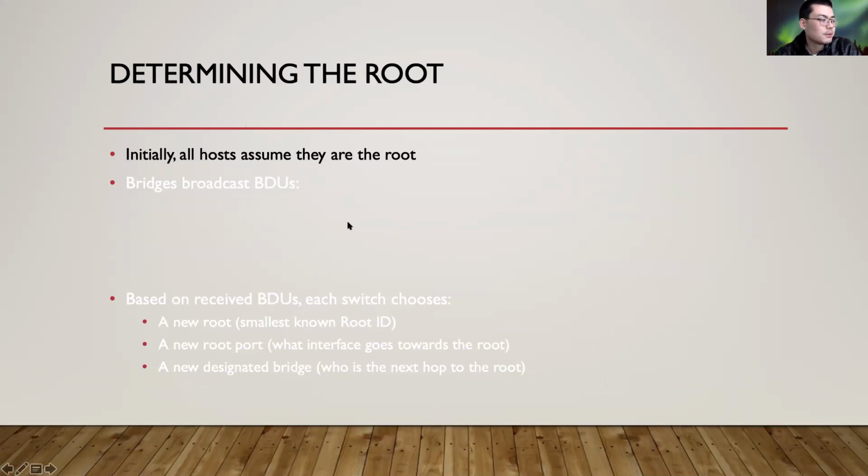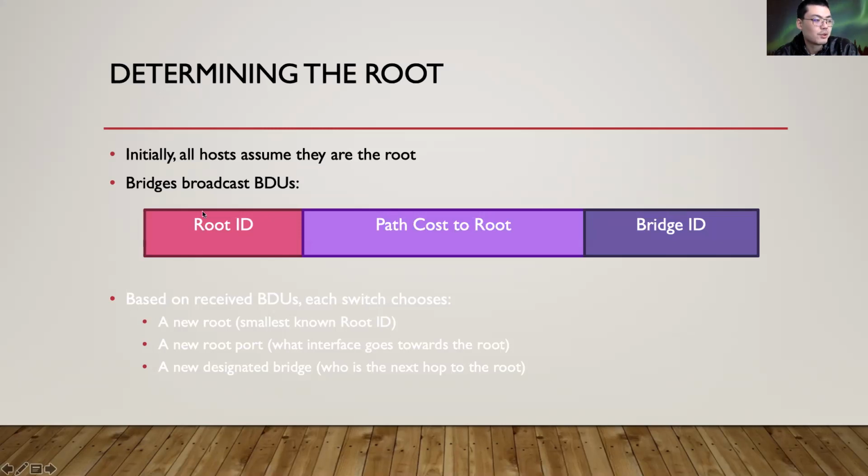To determine the root, initially all bridges will assume they are the root. Because you only see your own ID, of course your ID is the smallest. Then bridges will broadcast the BPDUs, and each contains 3 fields. The first is the root ID, my root ID. The second is my cost to root, which initially is 0, because it's 0 hops to myself. And then there is the bridge ID, which is my current bridge ID.